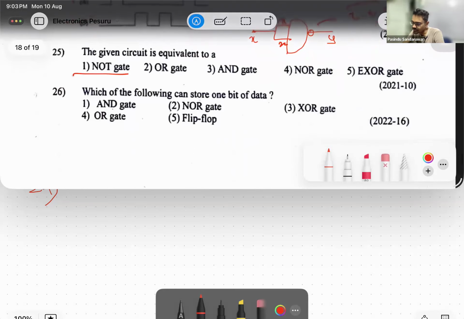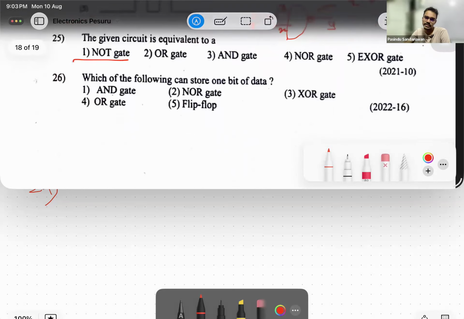Right, 26. Which of the following can store 1 bit of data? That's a very popular and unique scenario. The only device in digital electronics that has a memory is the flip-flop. Gates all are out. Then remove all gates. The only device we have in electronics with a memory is the flip-flop.